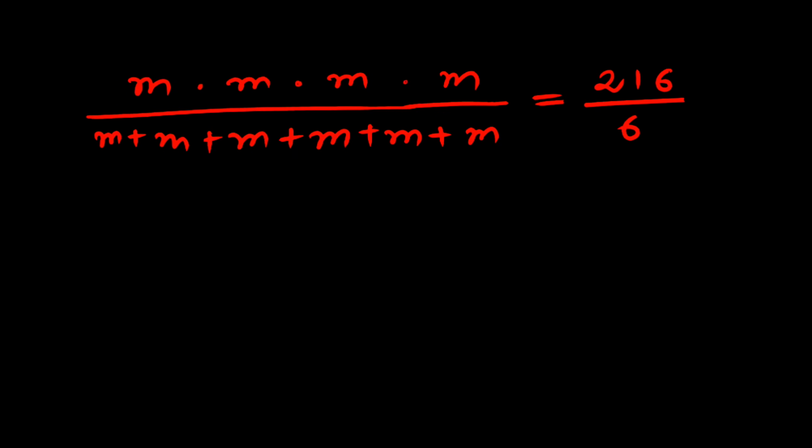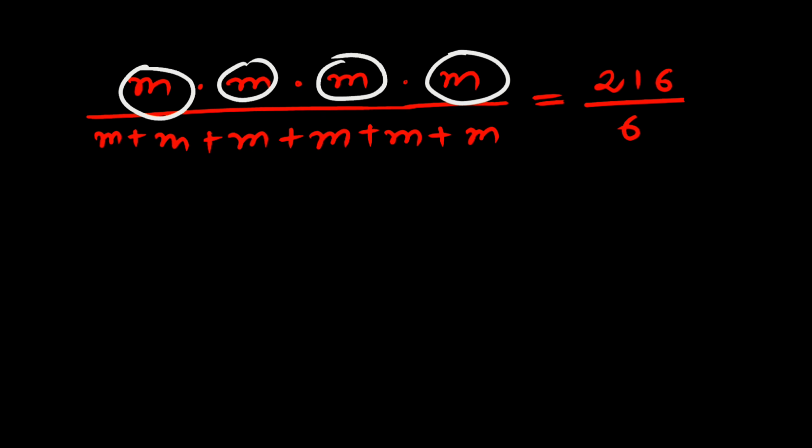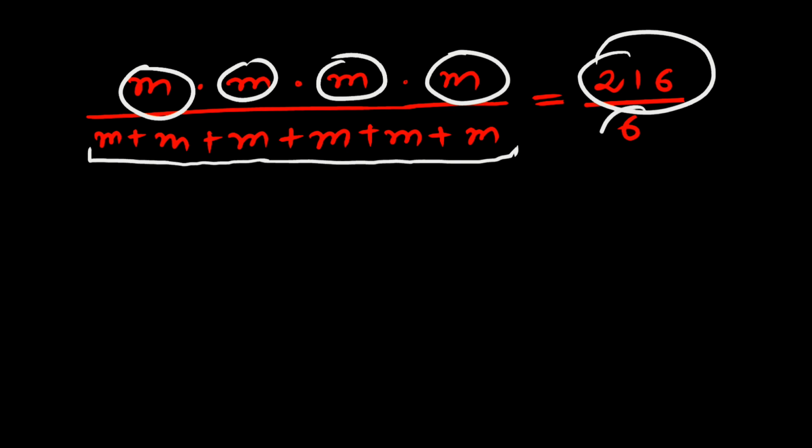Let's solve this algebra problem carefully and see how many values of m satisfy the equation. We are given m multiplied by m multiplied by m multiplied by m, all divided by the sum m plus m plus m plus m plus m plus m, and that is equal to 216 divided by 6.